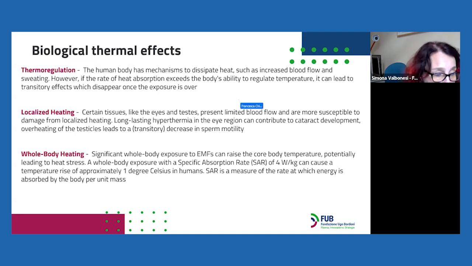The specific absorption rate is a measure of the rate at which energy is absorbed by the body per unit mass. These values, which depend on the E-field level, are proportional to the square of the E-field level, and are used in the ICNIRP guidelines as a parameter to refer to the exposure limits.